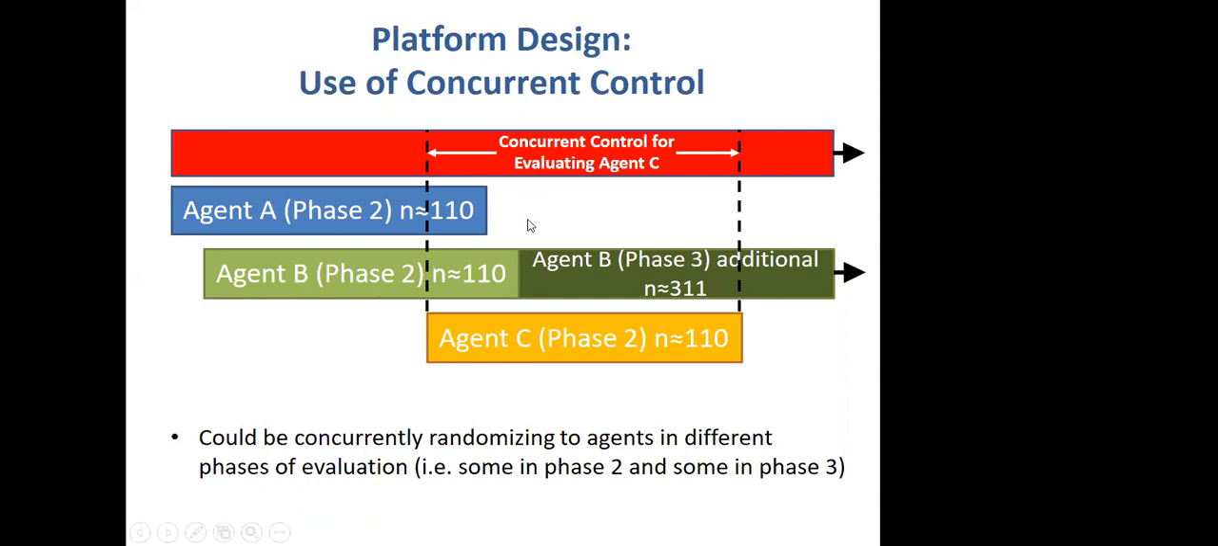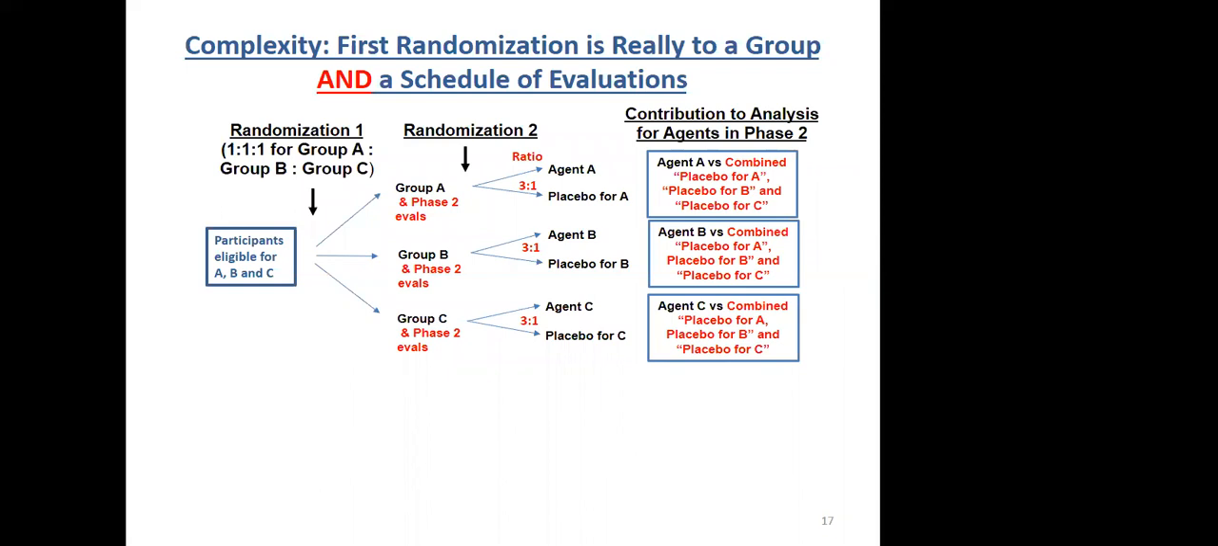So when you think about this schematic, this is time on the horizontal axis. If you have a participant coming into this study around here, they could go to agent C or agent B, or the placebos for those agents. But agent C in this schematic is in phase 2, agent B is in phase 3. So the sets of evaluations are different for those participants. So that's another complexity. So let me just illustrate that.